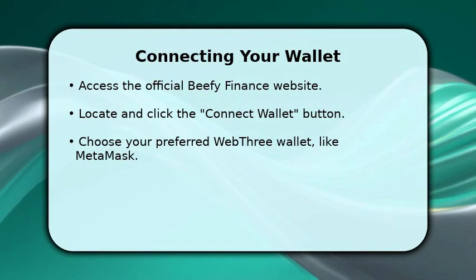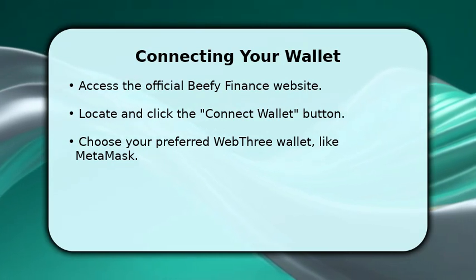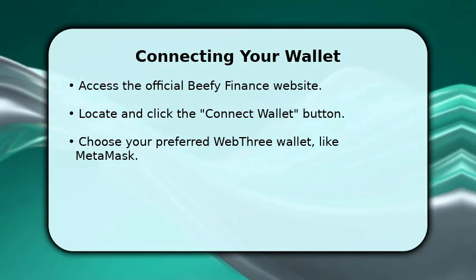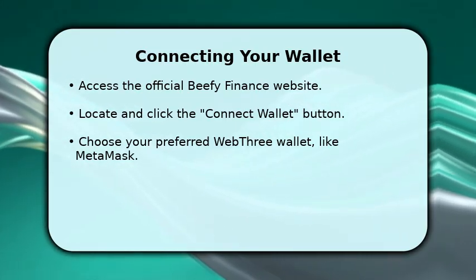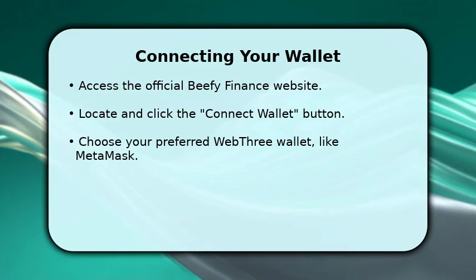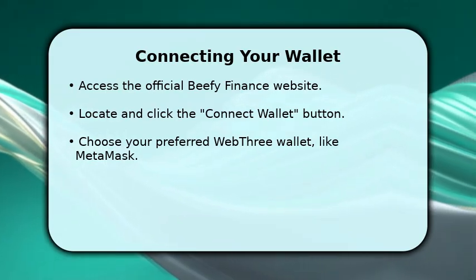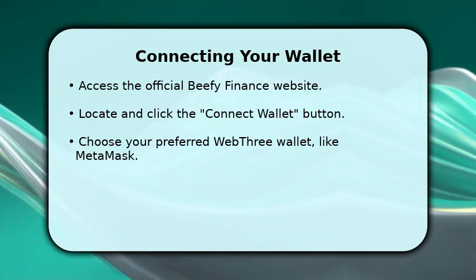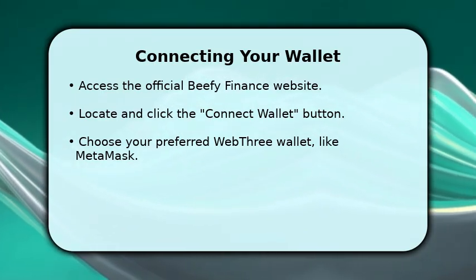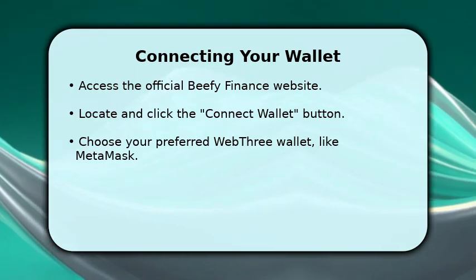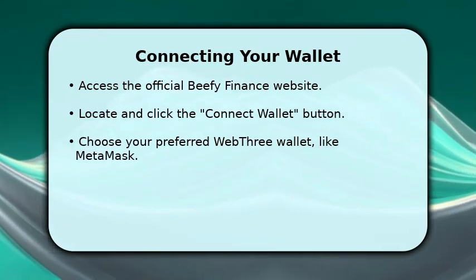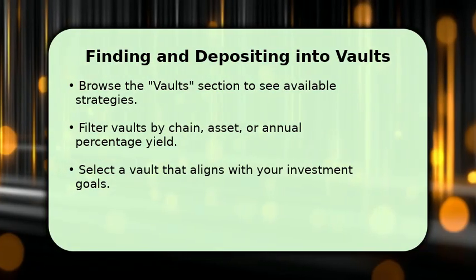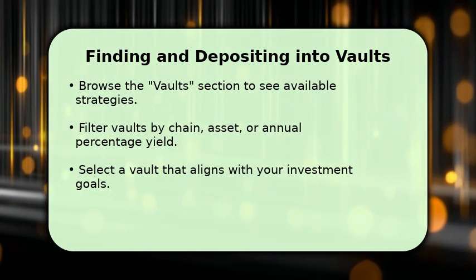To begin, navigate to the official Beefy Finance website. You will then need to connect your cryptocurrency wallet. Look for the Connect Wallet button, usually located in the top right corner. Select your preferred wallet, such as MetaMask or Trust Wallet, from the options provided. It is crucial to ensure your wallet is set to the correct blockchain network for the assets you wish to manage. Once your wallet is connected, explore the Vaults section.